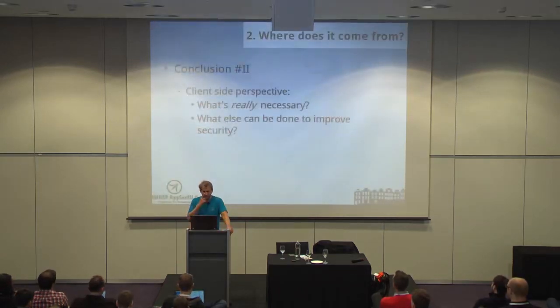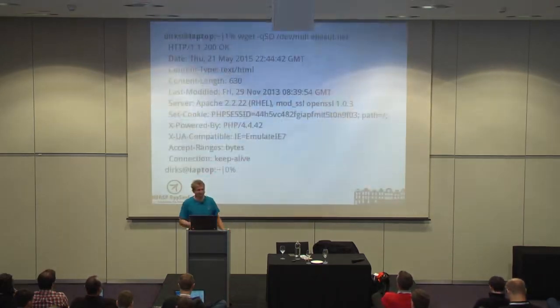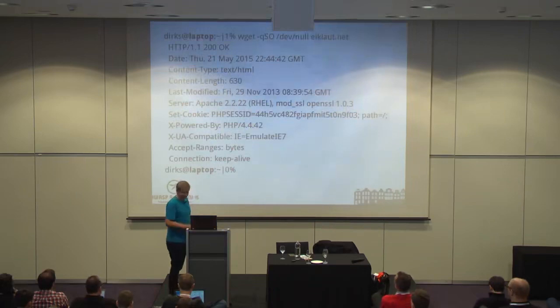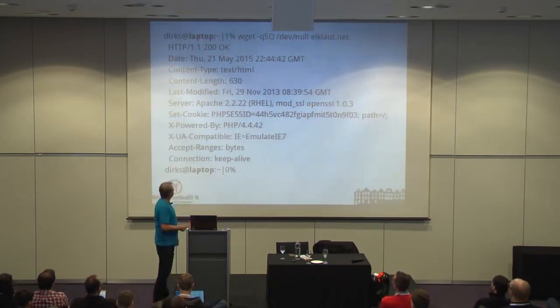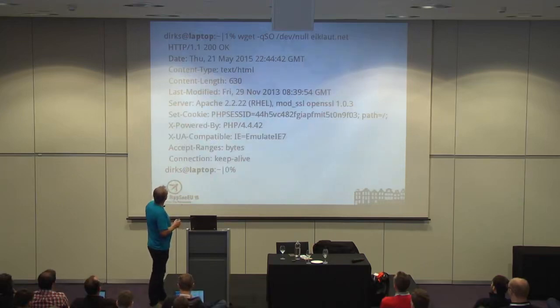So the conclusion you should draw is what's really necessary and what can be done to improve security. If you look at this, you see a couple of things which you should do and maybe some you should not. So you see, for example, the version of Apache which is used, the distribution, the module being used, OpenSSL, and the version of OpenSSL. I made it up, okay?